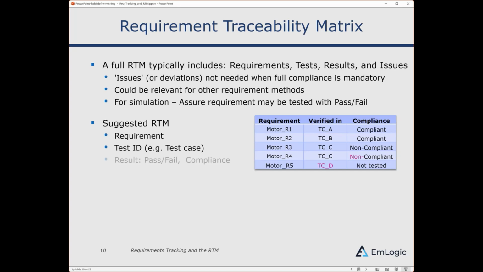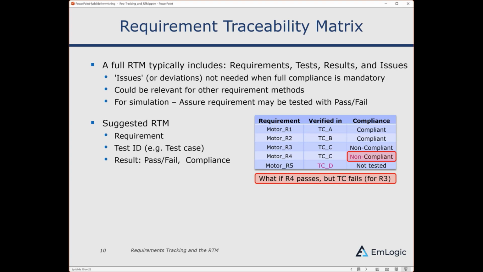So a suggested RTM, in my opinion, would be a requirement, a test ID, that is where it's verified, and then the result as pass or fail or compliance. If you look at this table here, you will see that for the motor R4 requirement, I have written the compliance here as it could be compliant, could also be non-compliant. And that is an issue that turns up when you start working with this.